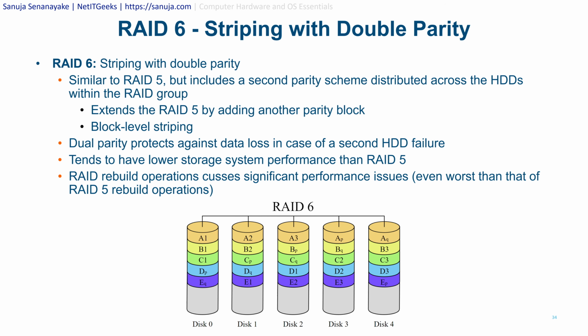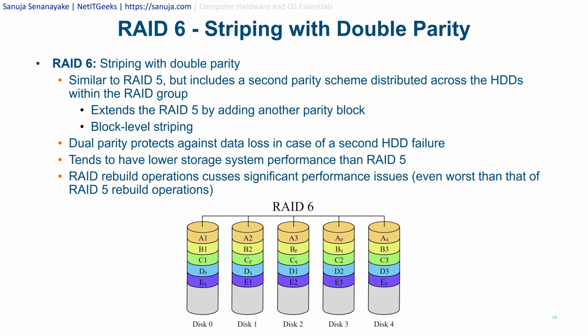RAID 6, which is striping with double parity. Again, this is also a commonly used RAID type in 2022. Striping with double parity using RAID 6 is similar to RAID 5, but includes a second parity scheme distributed across hard drives within the RAID group. So basically RAID 6 extends RAID 5 by adding another parity block. It uses block level striping, and it basically extends the functionalities of RAID 5.